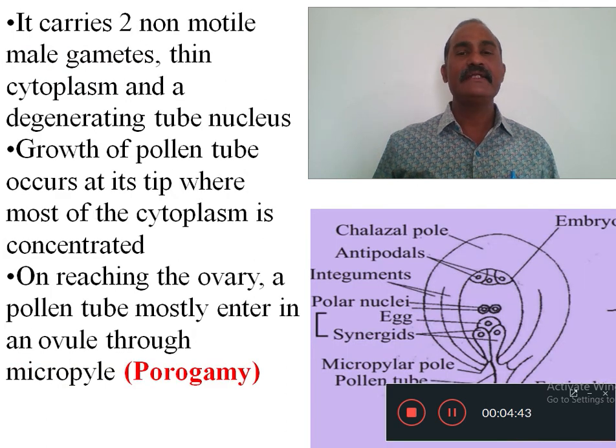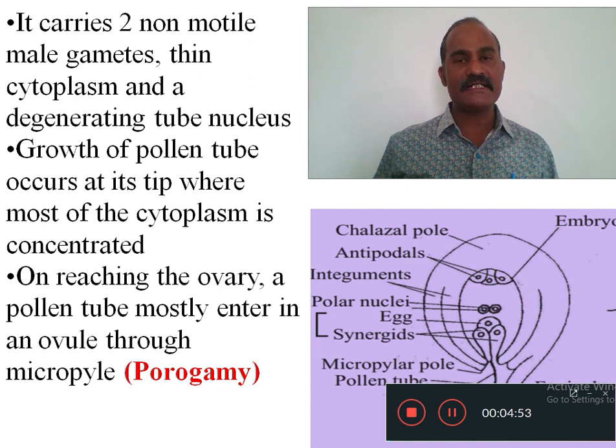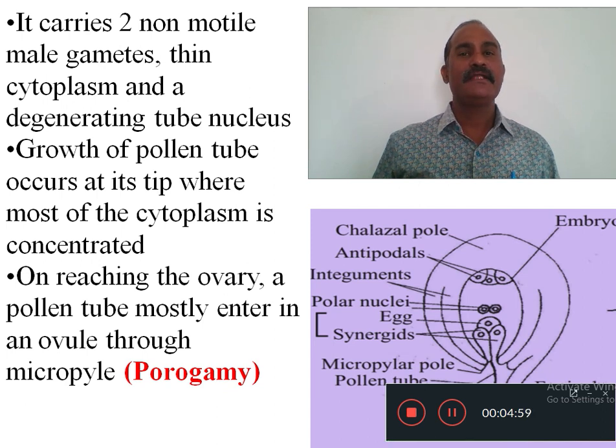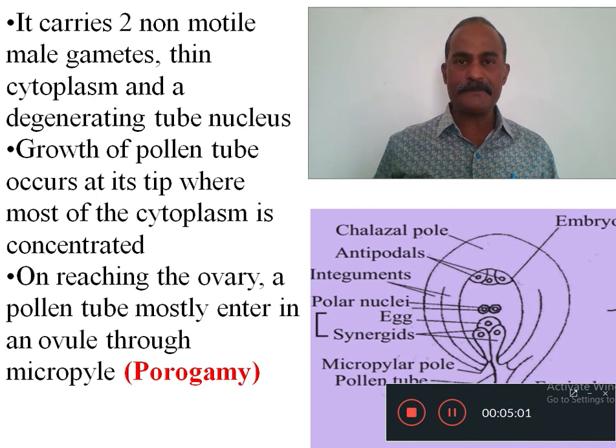Now actually this pollen tube carries 2 non-motile male gametes, a little bit of cytoplasm and a degenerating tube nucleus. The growth of the pollen tube occurs at its tip where most of the cytoplasm is concentrated. Additionally, the plant hormone auxin also plays an important role in this movement. On reaching the ovary, the pollen tube mostly enters into the ovule through the small opening called the micropyle.